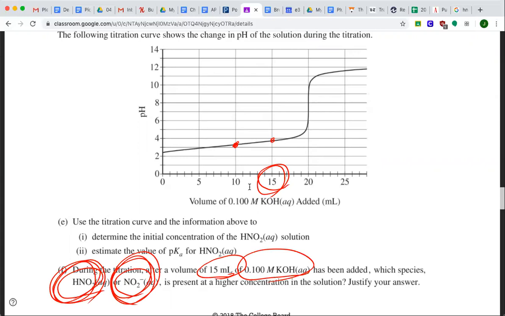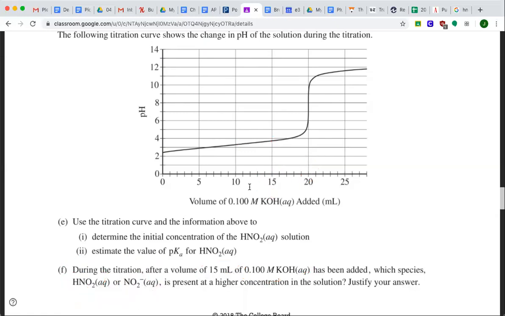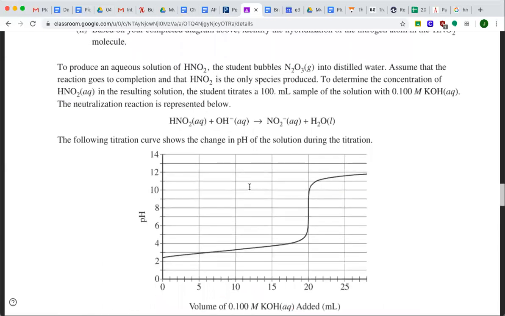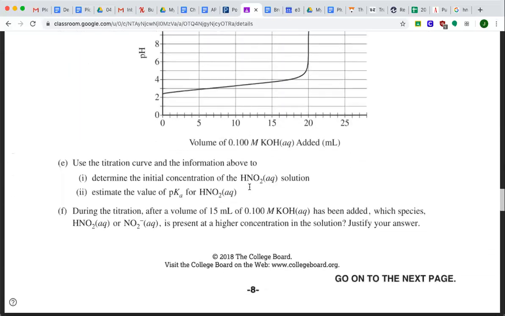Because our equivalence point happens right over here at 20 milliliters, most of the acid, the HNO2, has been neutralized at that point and converted to NO2 minus, right? And so what does that look like? We can look at our reaction above. At that point, we've added 15 milliliters. Most of this has been neutralized and turned into this, so 3/4 have been turned into NO2 minus. All right, great. So now we're going to move on.